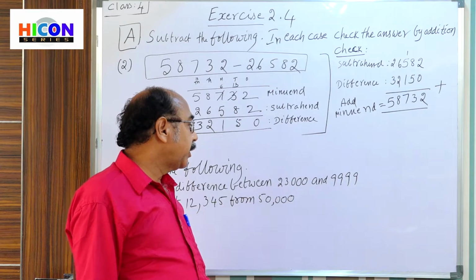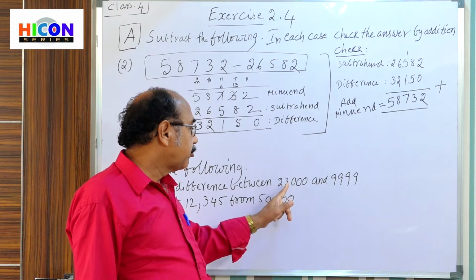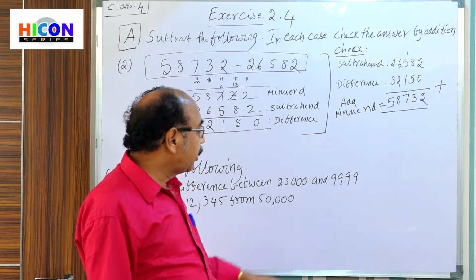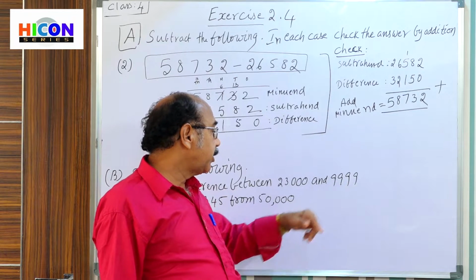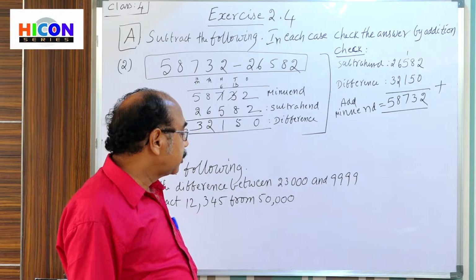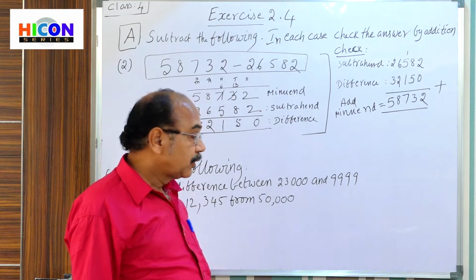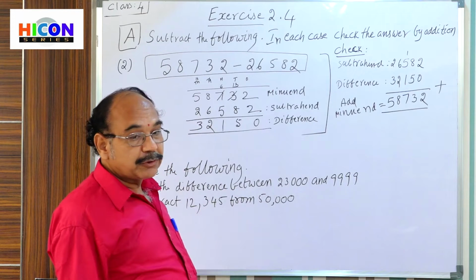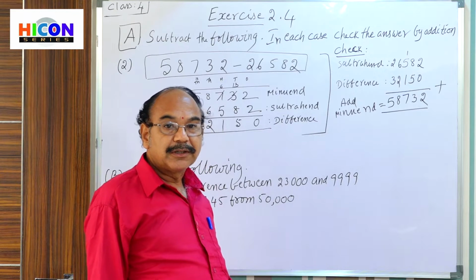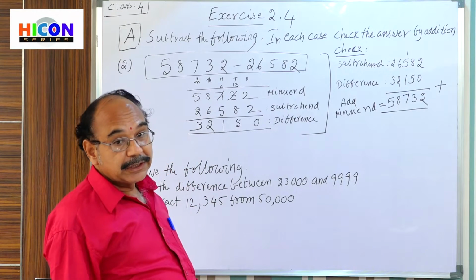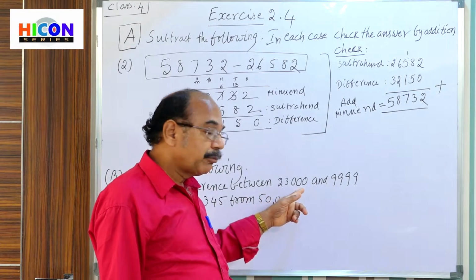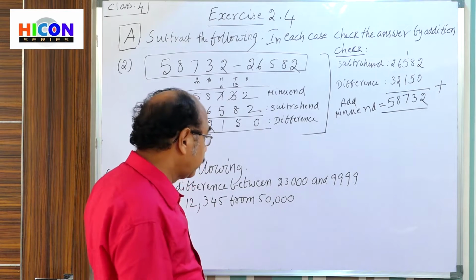Here, what is the bigger number? In the two numbers, 23,000. This is the bigger number. What is the smaller number? 9,999. So, difference is to be calculated. Difference means minus. That's why here we do subtraction. From the bigger number, we subtract the smaller.